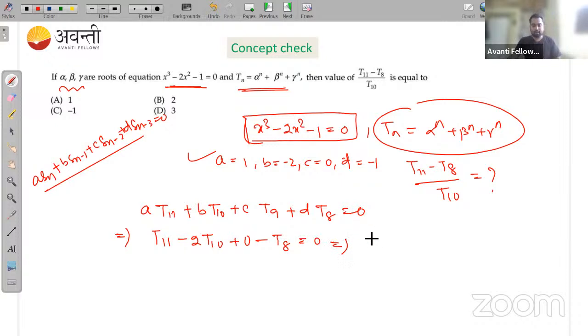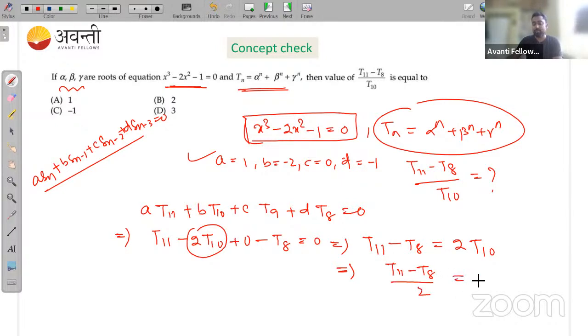Now we need T11 minus T8. If I take this to the left hand side and this term to the right hand side, it becomes 2T10. Now if we divide 2 on both sides, T11 minus T8 upon T10 is equal to 2. The answer is 2. Just divide by 2 on both sides and you will get the answer 2. So the correct option is 2.